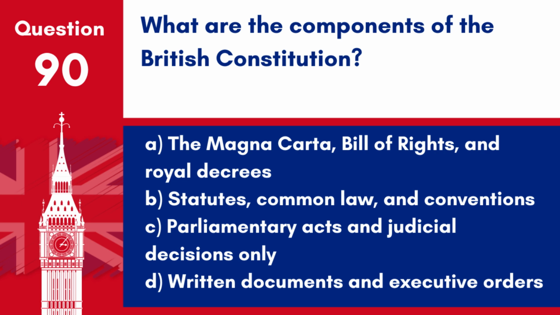Question 90. What are the components of the British Constitution? A. The Magna Carta, Bill of Rights and Royal Decrees. B. Statutes, common law and conventions. C. Parliamentary acts and judicial decisions only. D. Written documents and executive orders. Answer: B. Statutes, common law and conventions. The British Constitution is not codified in a single document but is based on statutes, legal conventions, judicial decisions, and historical documents like the Magna Carta and the Bill of Rights.